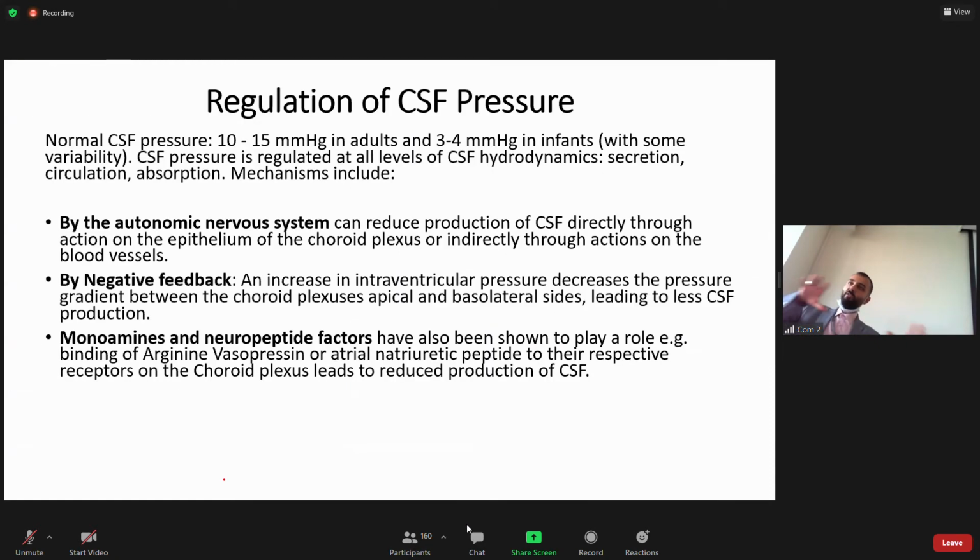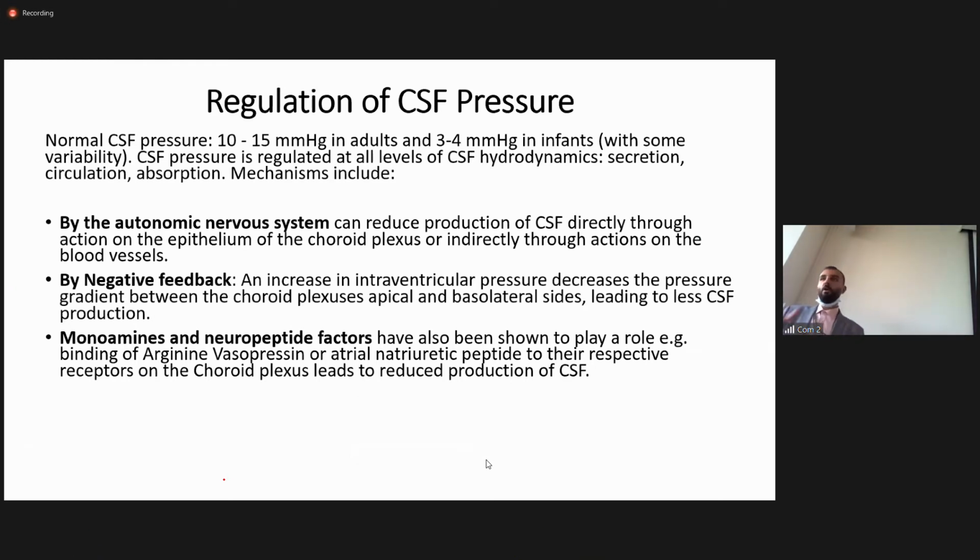Now, the rate of secretion and absorption has to be very well regulated, because any disturbance in the rate of secretion and absorption would lead to high pressure, which would lead to harmful consequences. Like, the normal CSF pressure is around 10 to 15 millimeters of mercury in adults, and 3 to 4 in infants, okay?